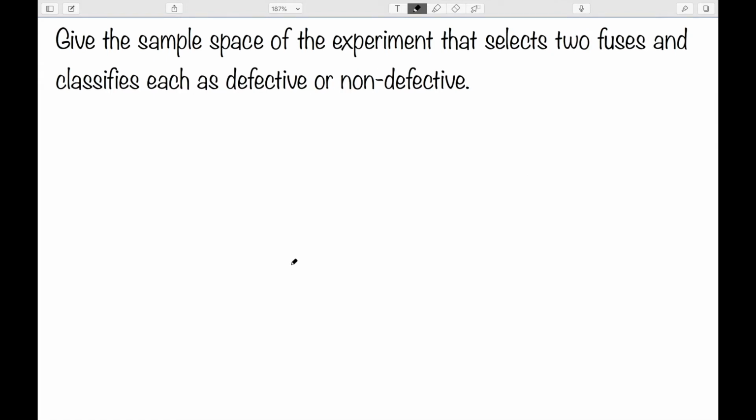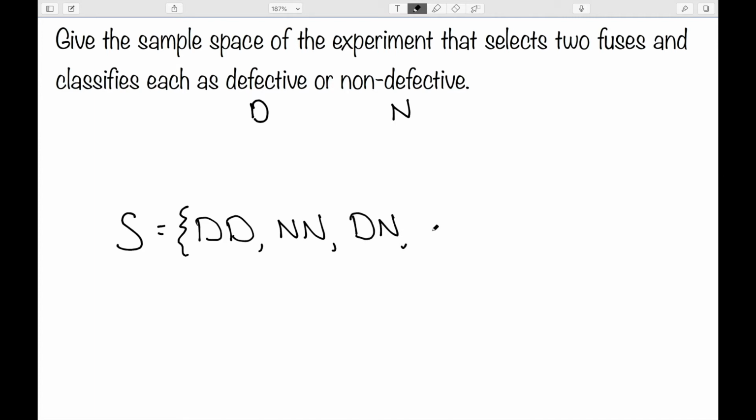Next, I want to give the sample space of the experiment that selects two fuses and classifies each as defective or non-defective. I'm going to abbreviate these by D for defective and N for non-defective. So this time I'm going to select two fuses. So they could either both be defective, they could both be non-defective, the first could be defective and the second one not, or the first not and the second one defective. And it's really important to notice here that order is important. DN is different than ND.